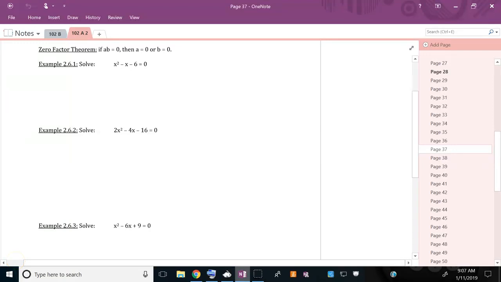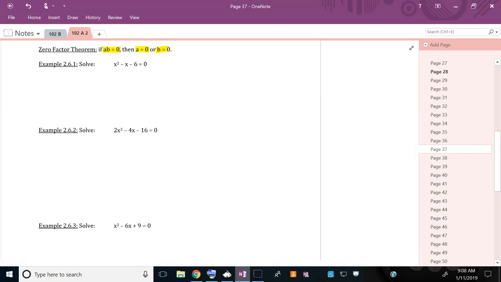Math 102, example 2.6.1, version A. Let's look at solving quadratic equations. Now, we have a number of ways that we can do this. The first is to factor, because if I have two things multiplied together equal to 0, then I can set them equal to 0 individually.